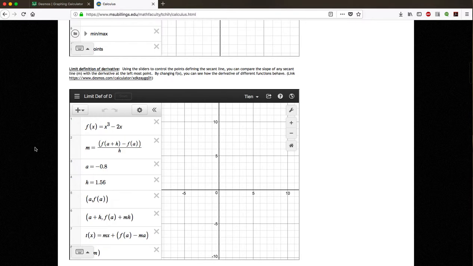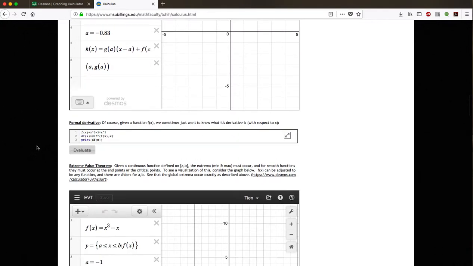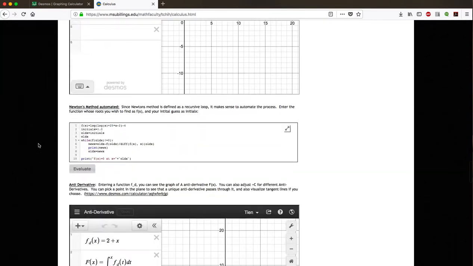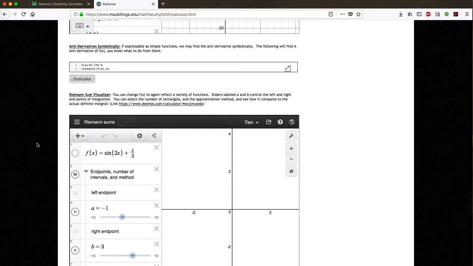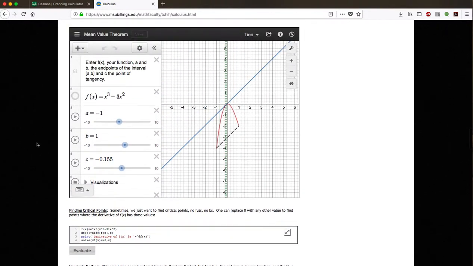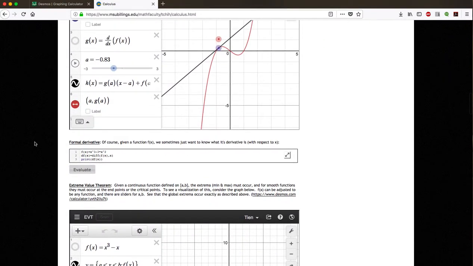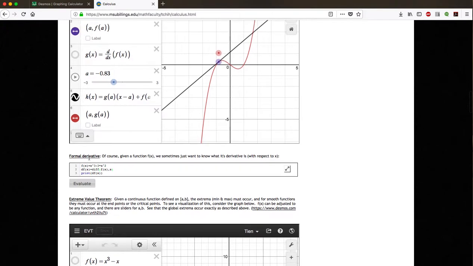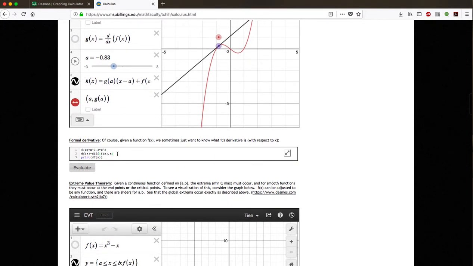Some of these things might look familiar from earlier videos. I've used variations of these things. But down here, we have the process of finding the formal derivative. So what we have is we define f of x to be some function. In this case, it's x cubed minus 3 times x squared. We differentiate said function, and then we print the derivative.